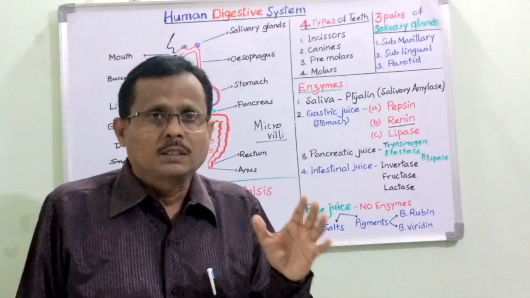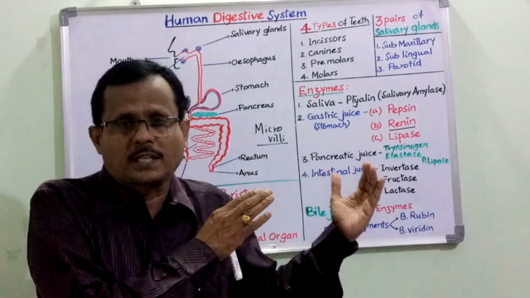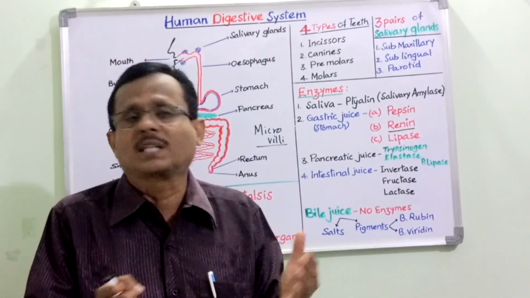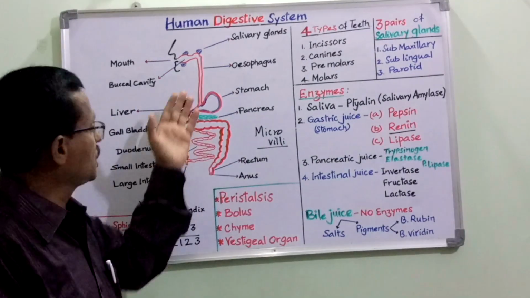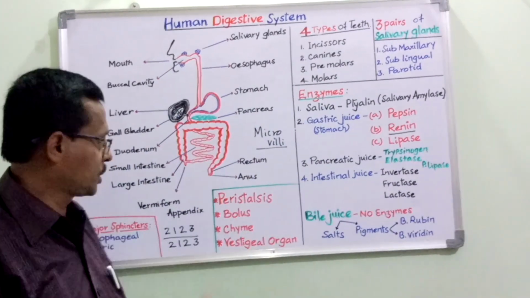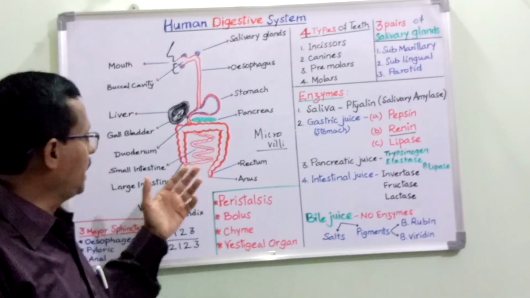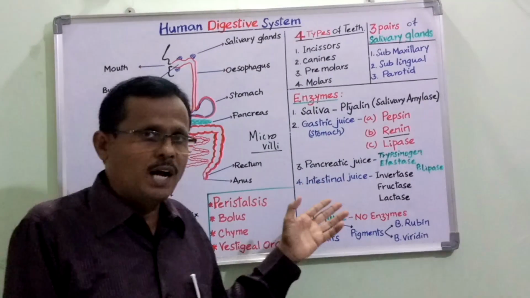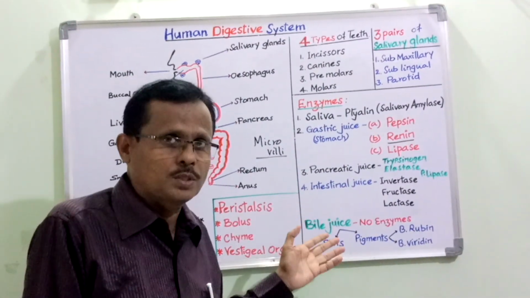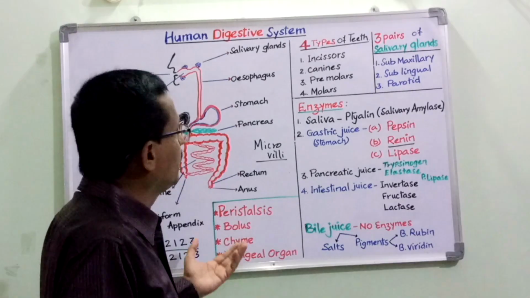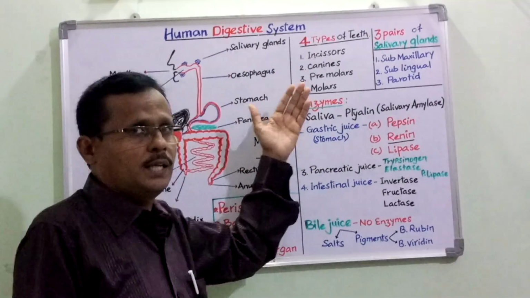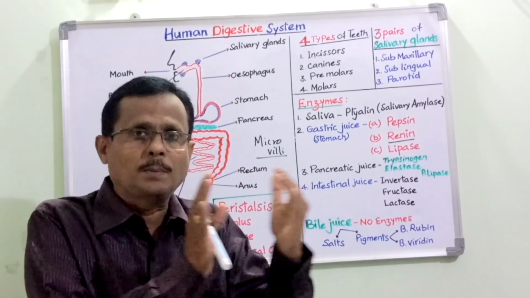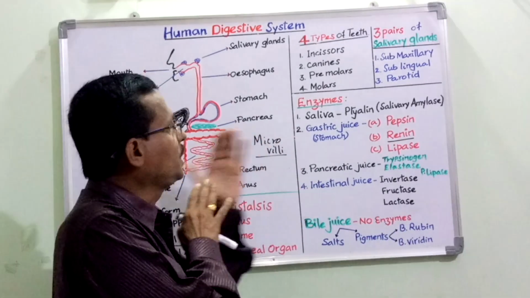Now, to summarize, after listening to this lesson, you are able to answer these few questions. Number 1, what is digestion? Number 2, what is peristalsis? What is bolus? And what is chyme? And name the vestigial organ in the alimentary canal. Name the digestive juice that doesn't contain any enzymes. And finally, what are the enzymes that are responsible for the conversion of various food materials into their simplest form. So here we end the lesson.